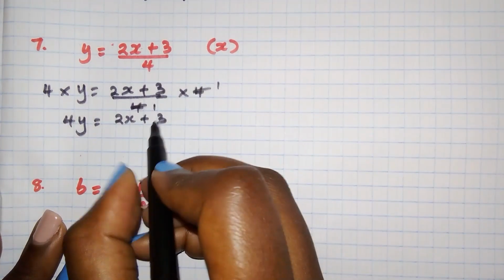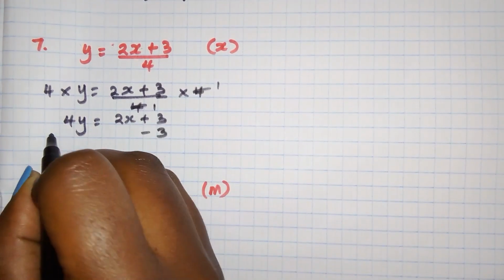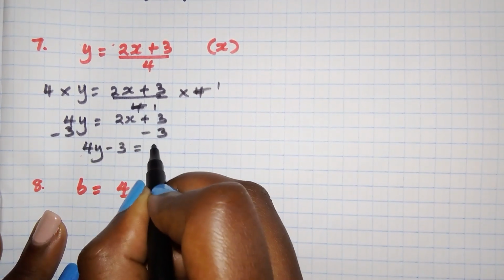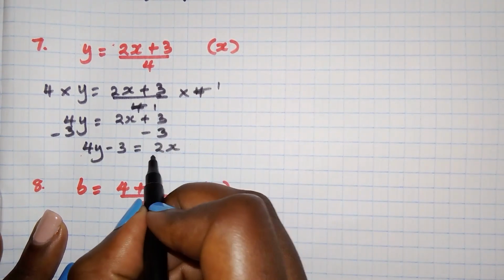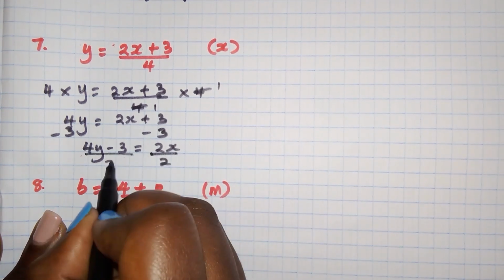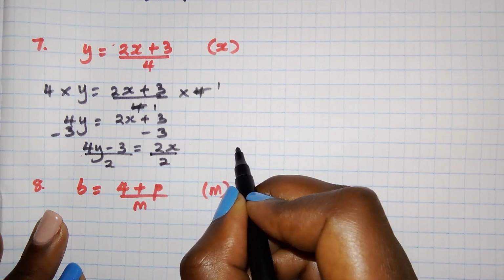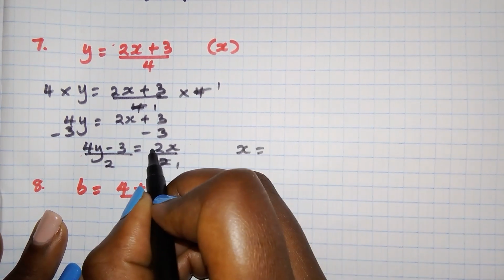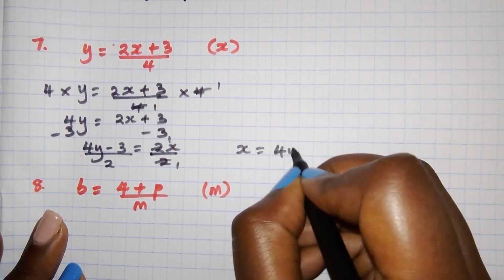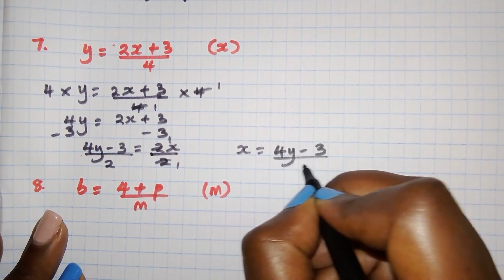The next step is to get rid of the 3. So do minus 3 on both sides. 4y minus 3 equals to 2x. 2 times x, opposite of times is division. So divide by 2 on both sides. And you're left with x equals to 2 divided by 2 is 1. 4y minus 3 all over 2.